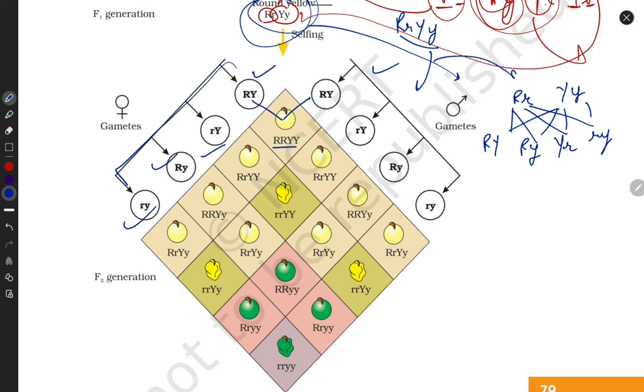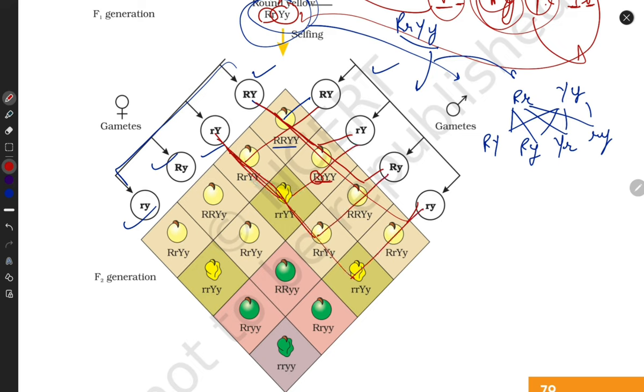Round and yellow. Round and yellow, guys. Cross between them. You get again round and yellow because this is the capital and this is the capital, meaning dominant. Always dominant shows its presence. Okay, next. According to them, you can cross this thing. Clear? Cross this thing with this.